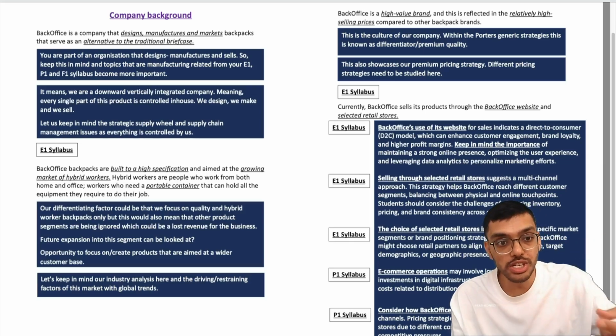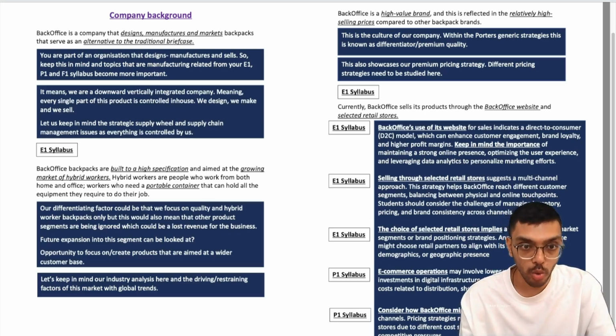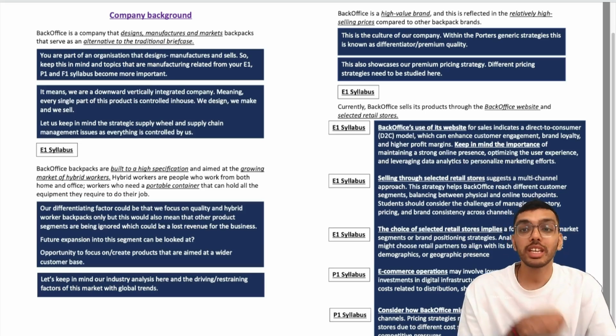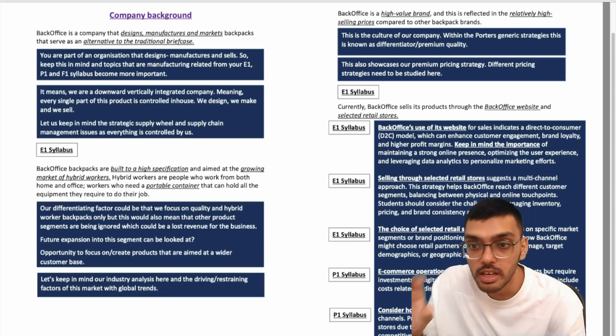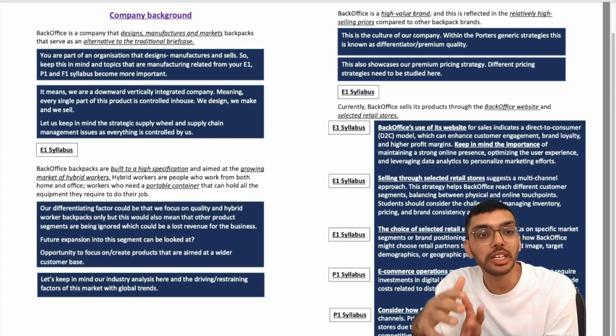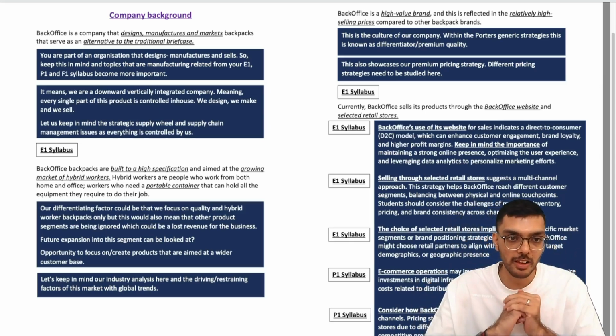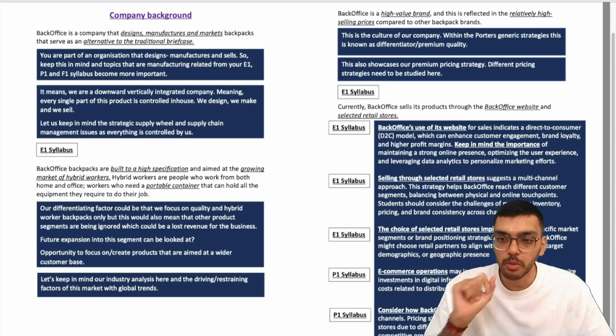So our differentiating factor here could be that we focus on quality because it's high specification and hybrid worker backpacks only. But this could also mean that other product segments are currently being ignored, which can be seen as, let's say, an expansion strategy, a growth strategy in the future. Right now, I differentiate myself because I'm focusing on quality and hybrid workers.